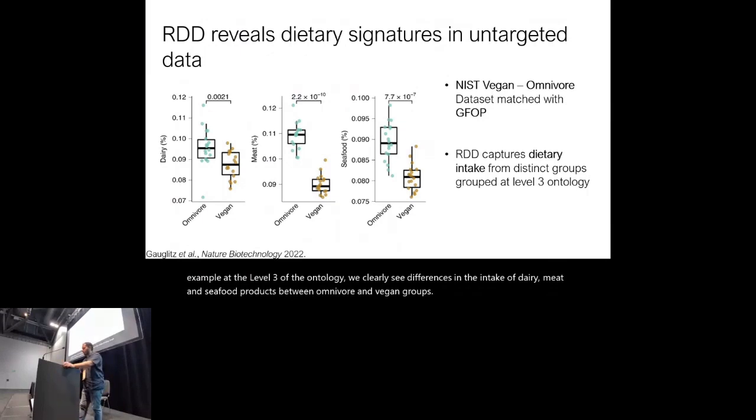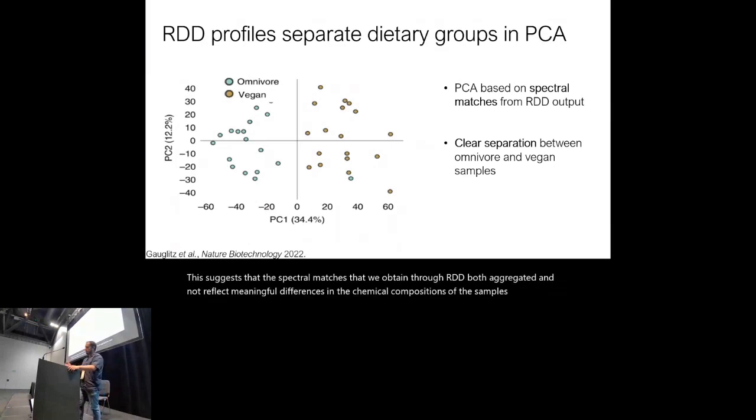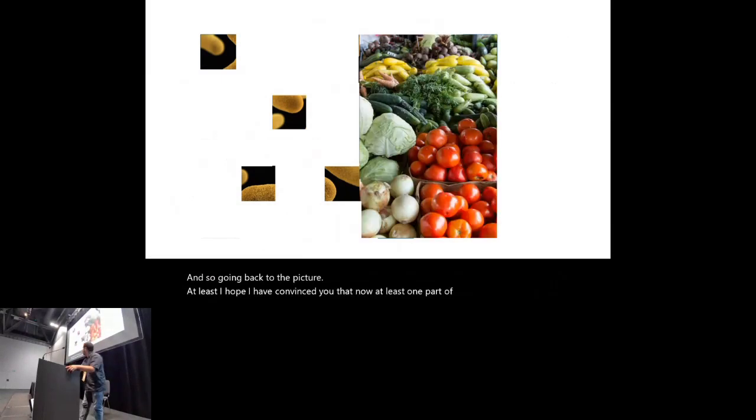Also, if we go into more granular data, performing a PCA on the most granular level of the ontology, we can see a clear separation between the omnivore and vegan individuals along the first component of the PCA. This suggests that the signals we obtain through RDD, both aggregated and not, reflect the chemical composition of the samples, in this case driven by diet. So going back to the picture, at least I hope I have convinced you that now at least one part of the picture is more clearly seen.